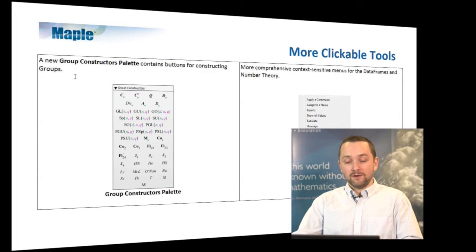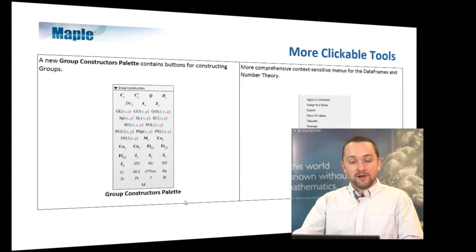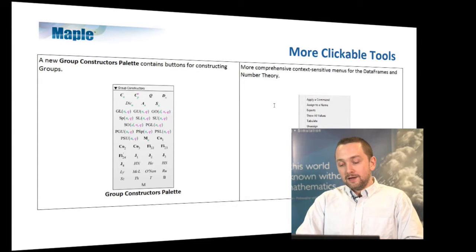In addition, talking about the clickable tools, we've got additions for number theory you saw before, but then also we made sure that the data frame has a completely customized context menu. So you can right-click on a data frame or a data series and apply a number of commands directly to that data frame using the right-click context menu. In a lot of cases, it actually makes it easier for you.